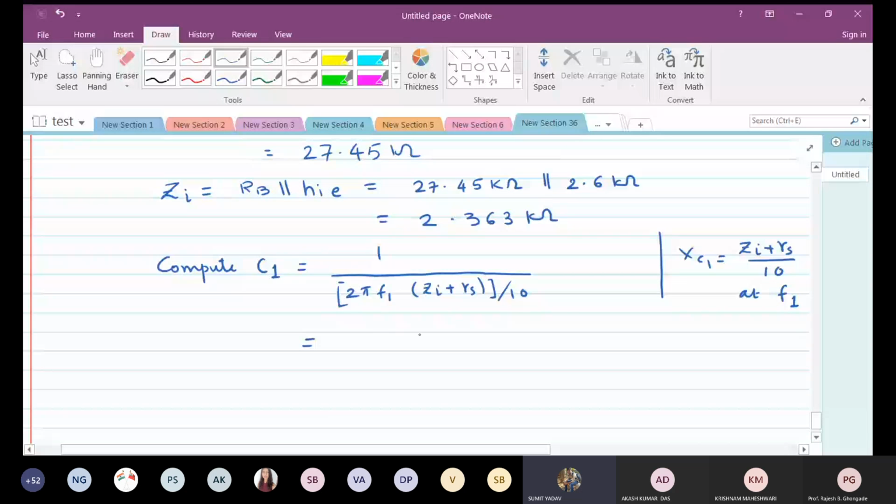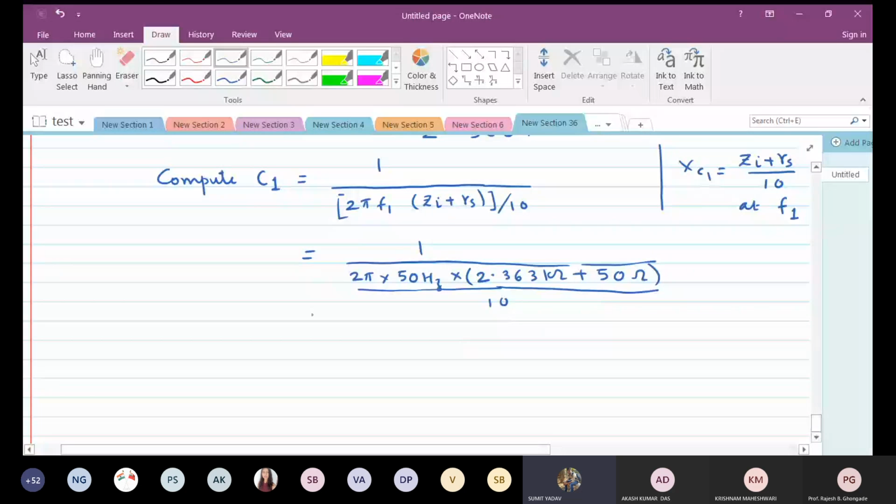So this will be 1 divided by 2 pi into 50 hertz into ZI, which is 2.363 kilo ohms. RS is 50 ohms. Divide by 10. Do this.